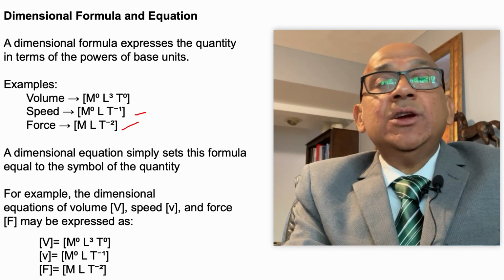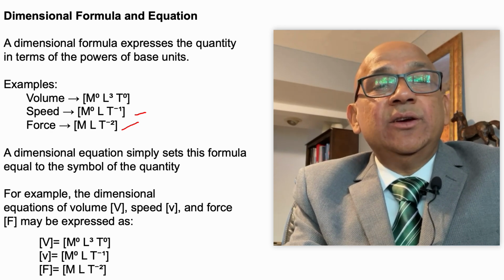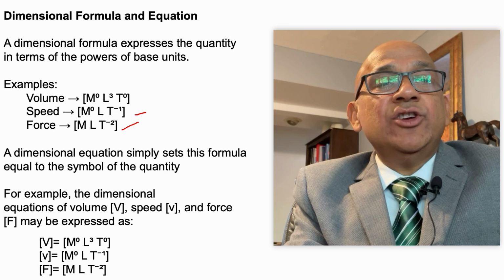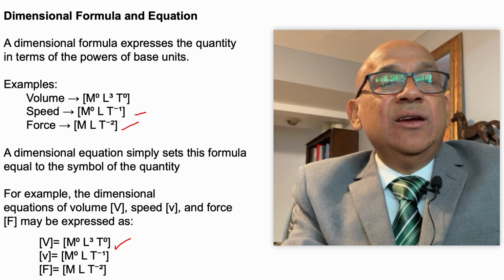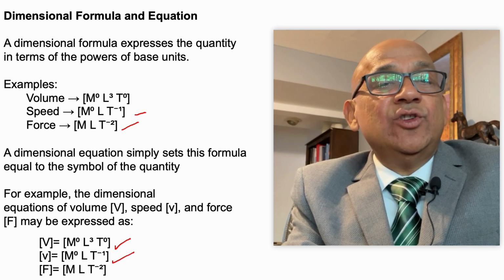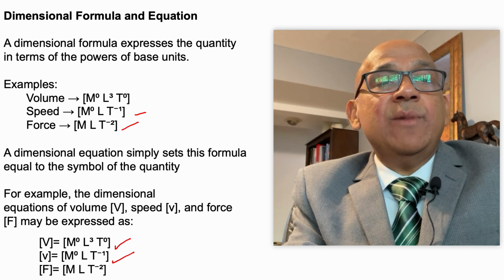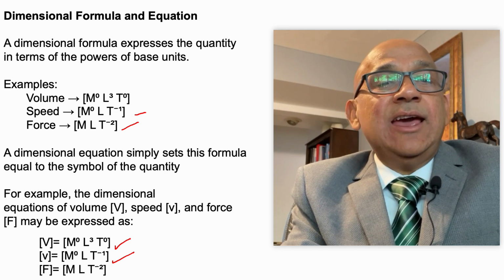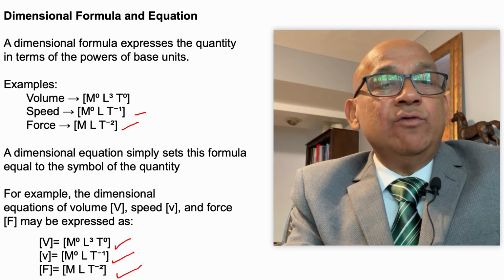A dimensional equation simply sets this formula equal to the symbol of the quantity. For example, the dimensional equation for volume, speed, and force may be expressed as V equals M0 L3 T0. Then velocity, small v, has the dimensions of M to the power of 0, L to the power of 1, and T to the power of minus 1. And force has M L T minus 2. So these are called dimensional equations.